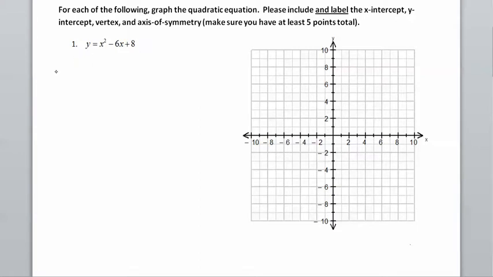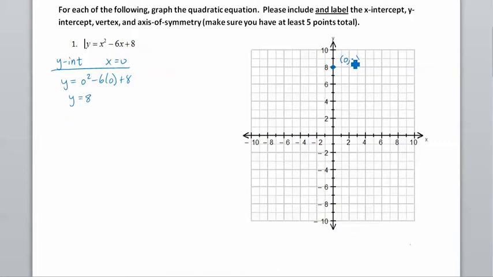Let's go ahead and start with the y-intercept. The y-intercept we can find by setting x equal to 0. This is the same as back when we did linear graphs. So we're going to go y equals 0 squared minus 6 times 0 plus 8. If you work that out, hopefully you get that y equals 8. So I'm going to put down my y-intercept there at 8. Now the name of this point is (0, 8). The x value is 0, as we stated. The y value is 8.